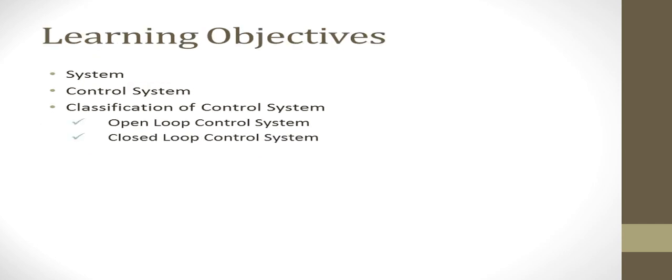Now, learning objectives of this video are, that is, we have to learn what is system, then what is control system, classification of control system, in that open loop control system and closed loop control systems. So these contents we are going to learn in this video.